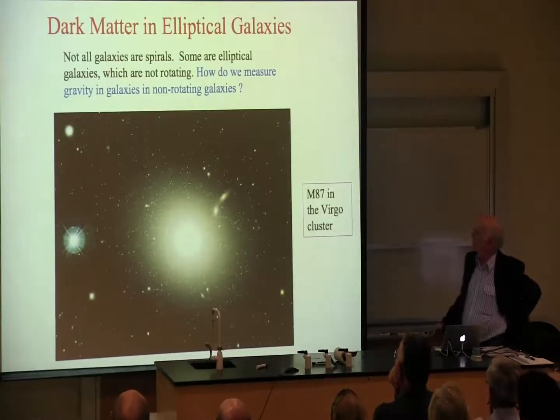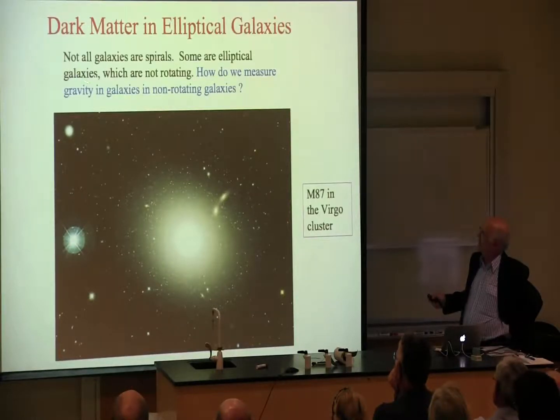Okay, so now I'll just talk a little bit more about elliptical galaxies and a few other things in the last minutes of the talk. So not all the galaxies are spirals. Some of them are elliptical systems, and they're not really rotating very much. How do we measure gravity in systems like that?